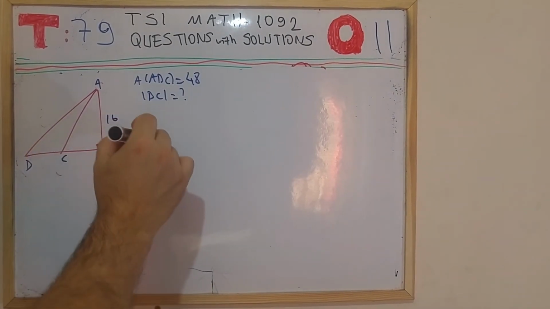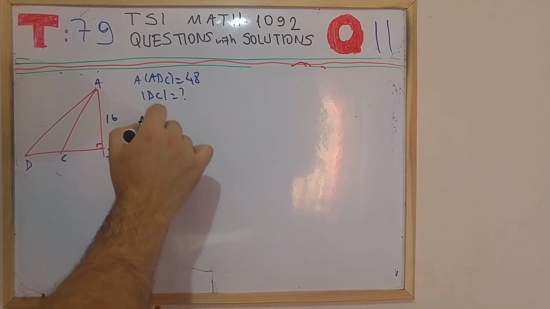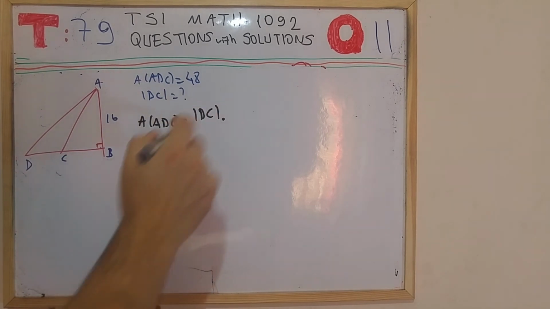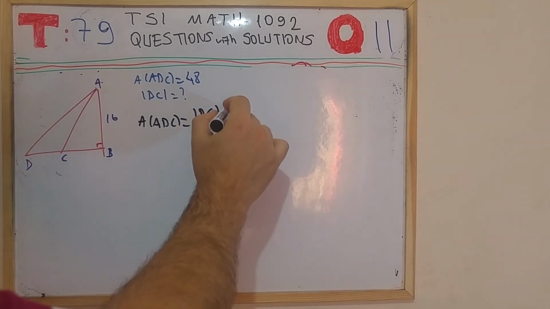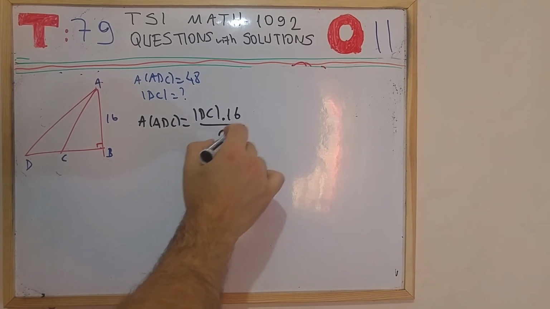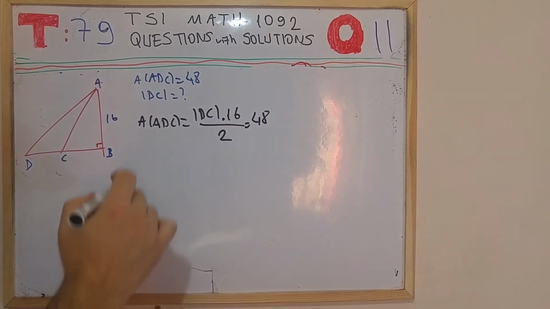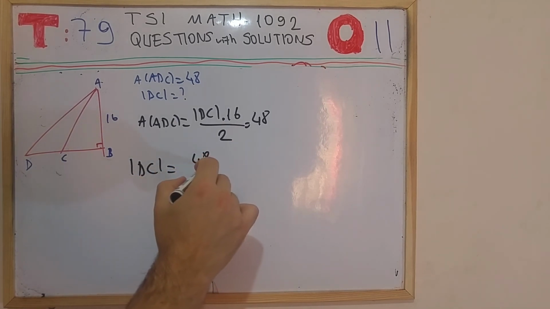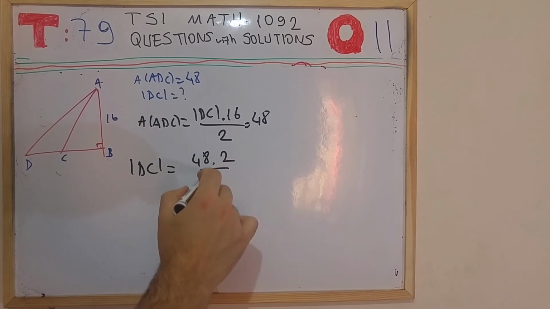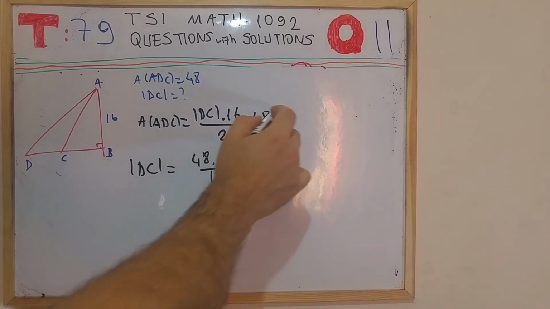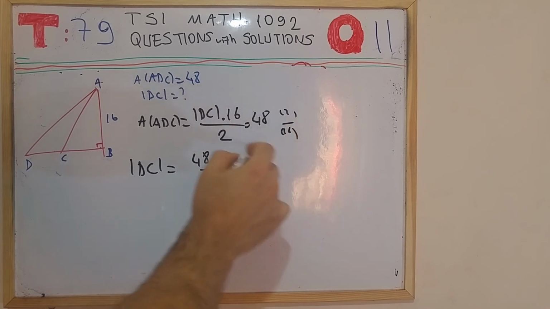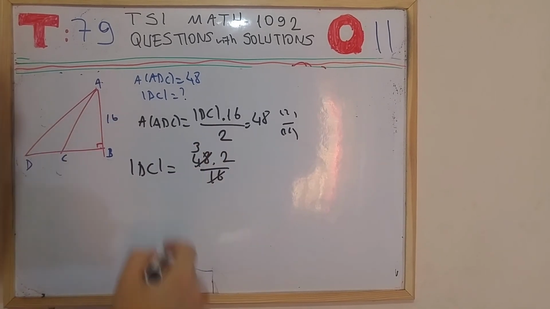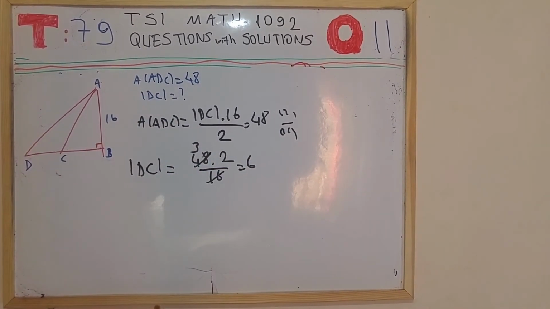The area of triangle ADC is actually DC, which is the base, times height of it, which is 16, over 2, which is equal to 48. Therefore, DC is equal to 48 times 2 over 16. When I multiply each side by 2 and divide by 16, these two cancel out. This is going to be 3 times 2, which is equal to 6.